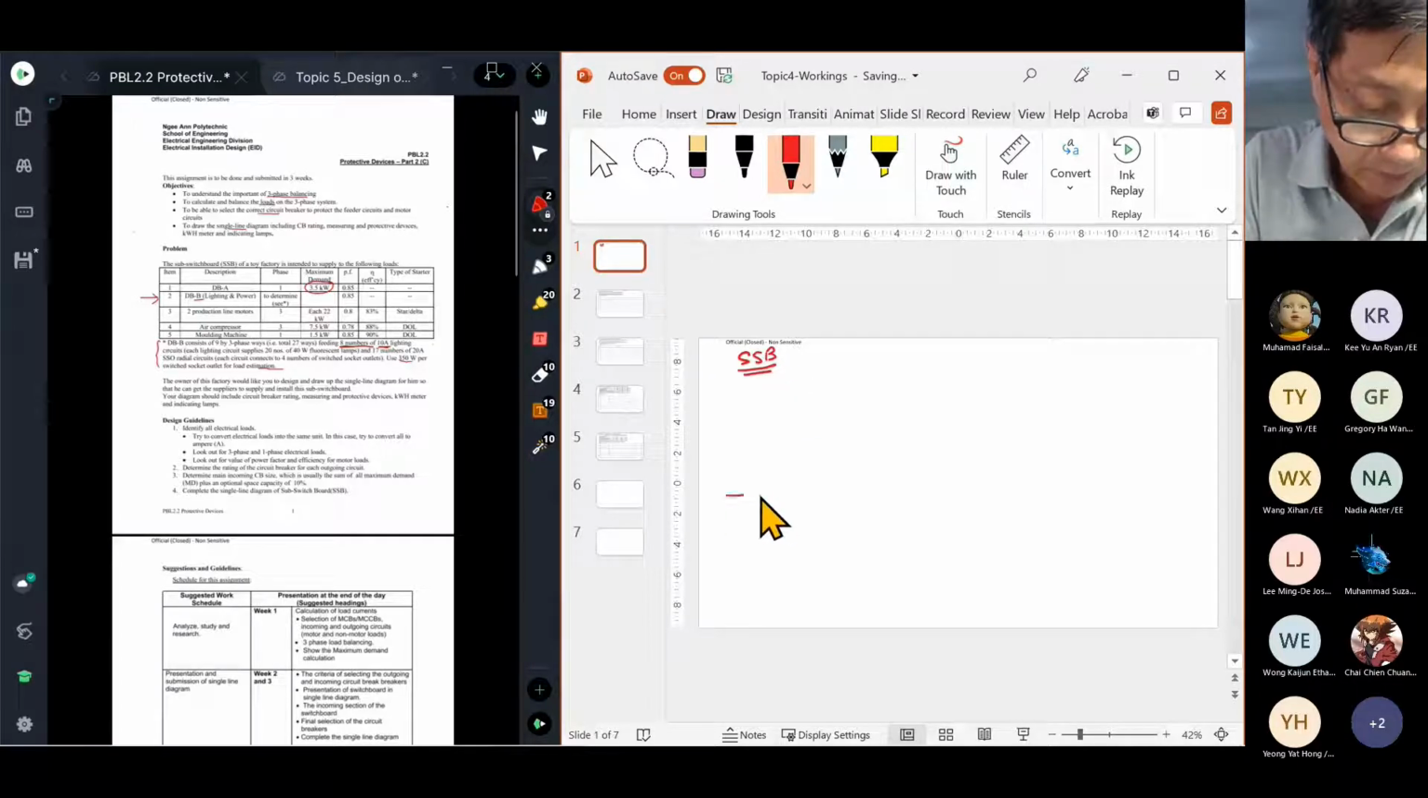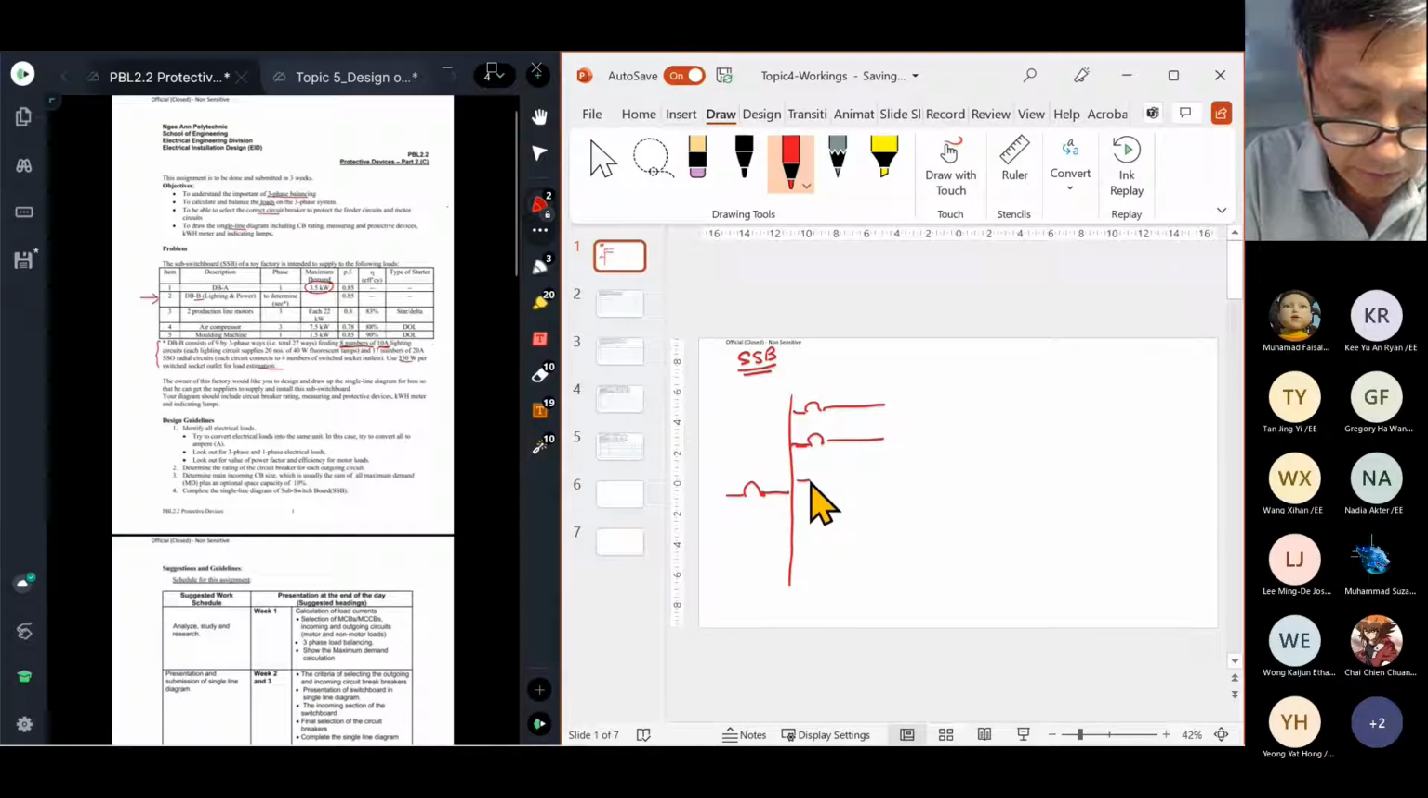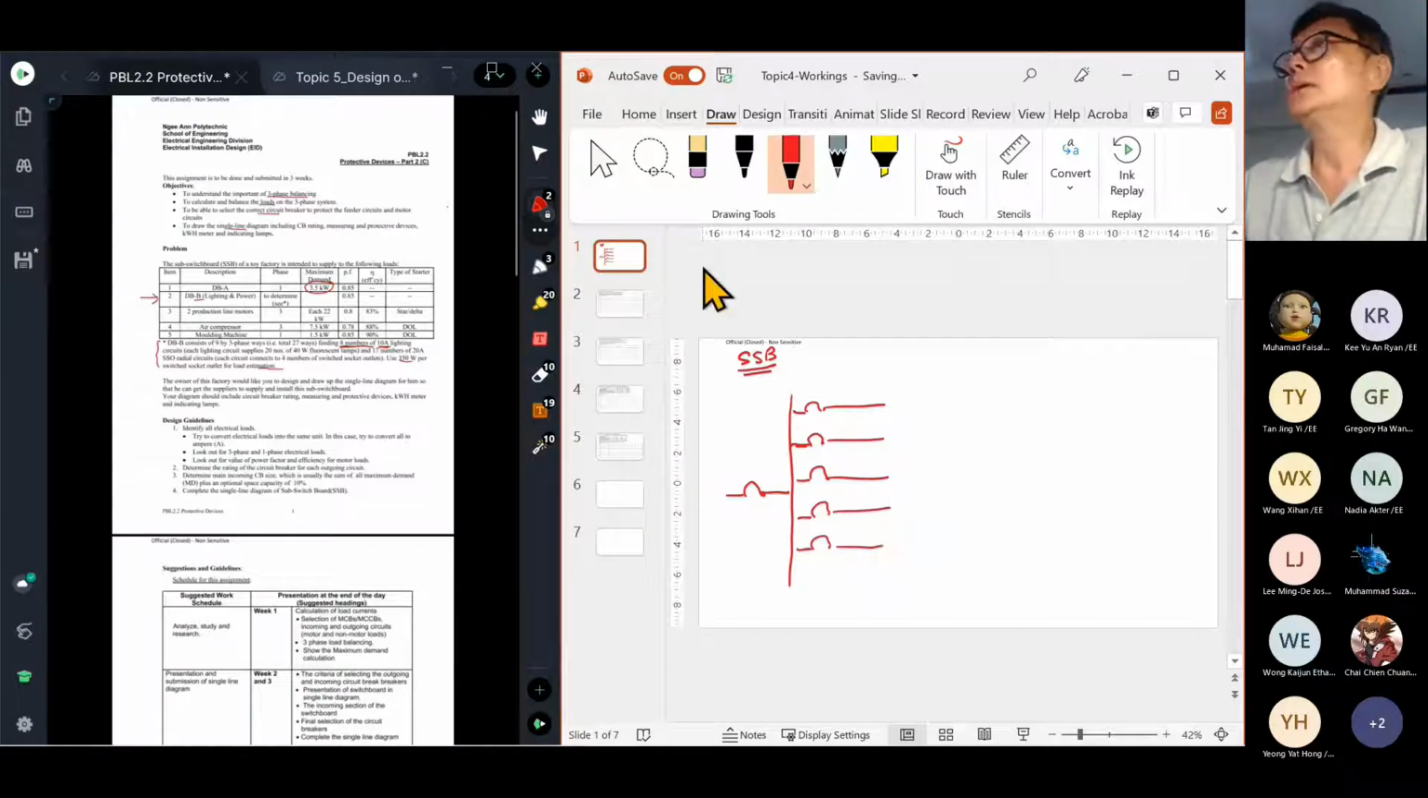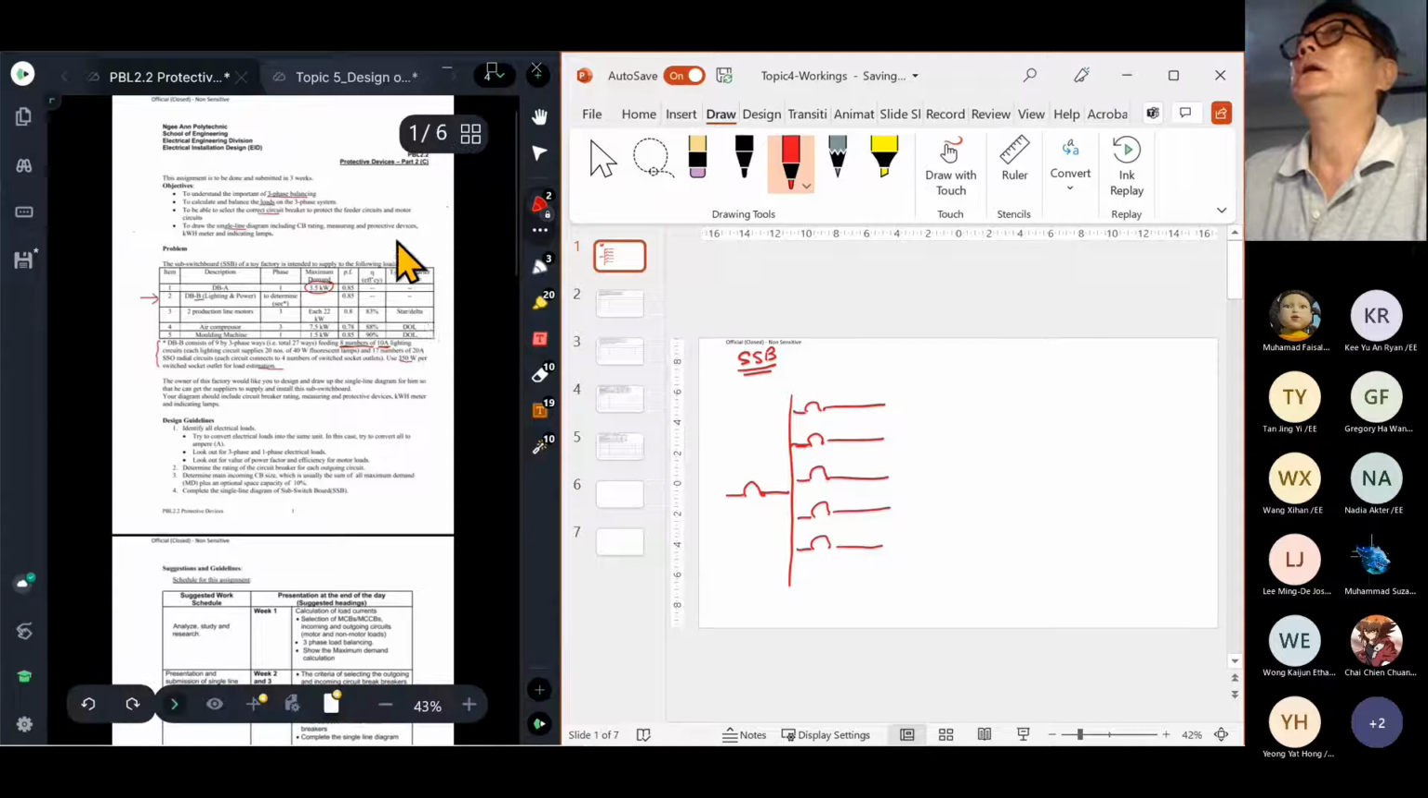So there is an incoming supply, and then outgoing, I have many circuits. If you look at this, this is nothing new. If you look at your lecture notes, we have been drawing this all the time, right? So you can start doing things like that. That means if you go and look at your lecture note, let me pull out one of the topics.